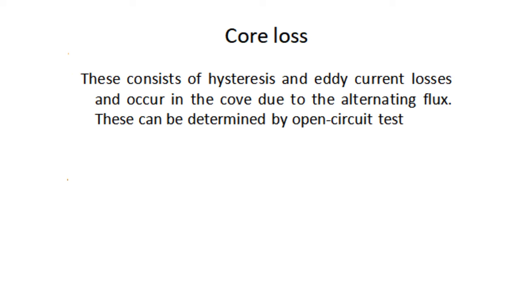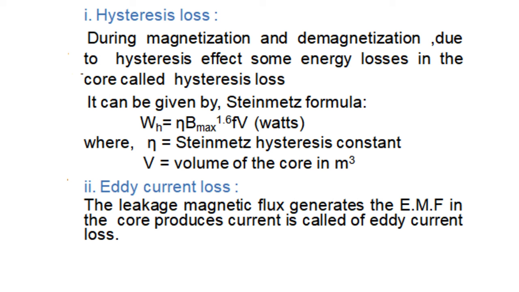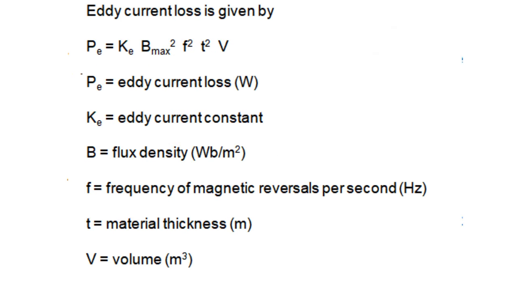First one, core loss or iron loss. This consists of hysteresis and eddy current losses and occurs in the core due to alternating flux. These can be determined by the open circuit test. Hysteresis loss equals KH f Bm^1.6 watts per meter cube. Eddy current loss equals KE f² Bm² t² V watts per meter cube, where KH is the hysteresis constant, f is the frequency, Bm is the maximum flux density, KE is the eddy current coefficient, and t is the thickness of the lamination. Both hysteresis and eddy current losses depend on maximum flux density and supply frequency.